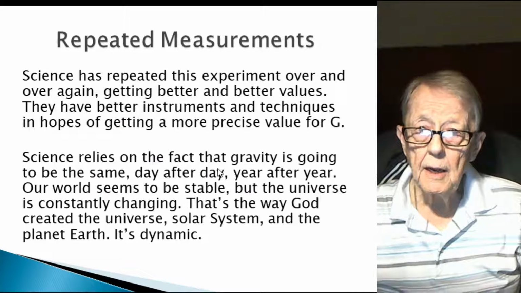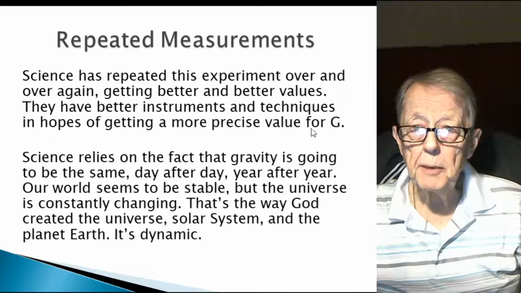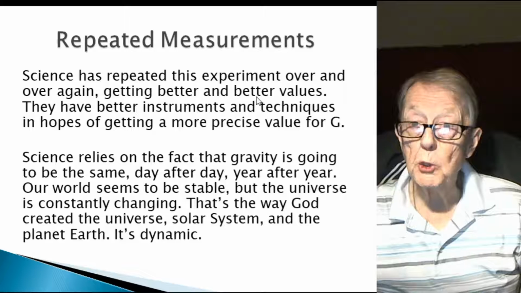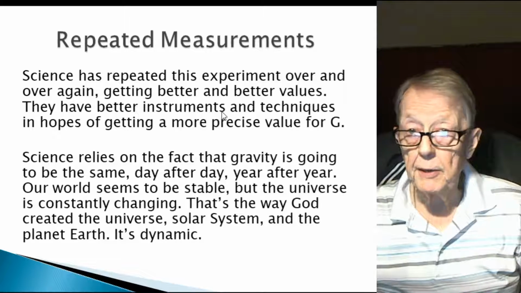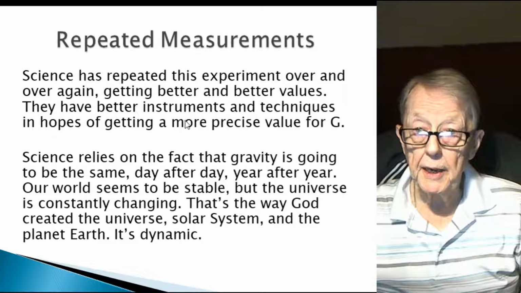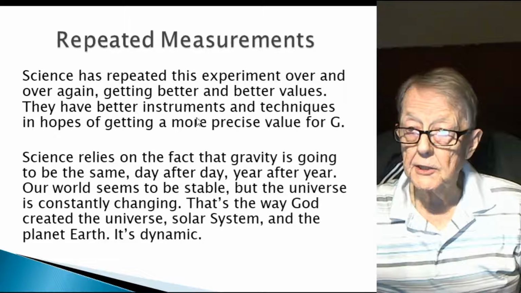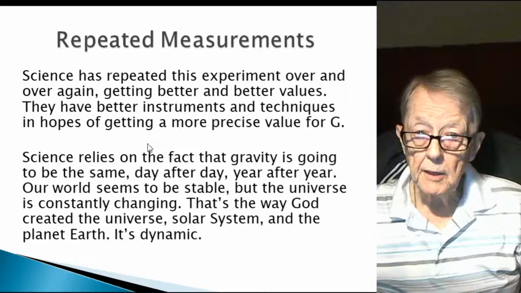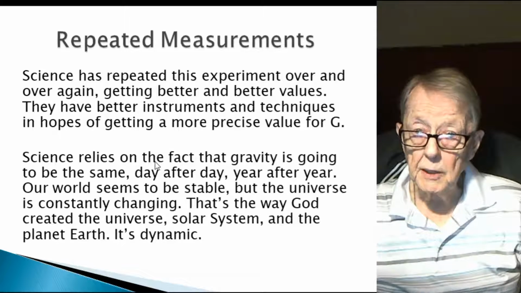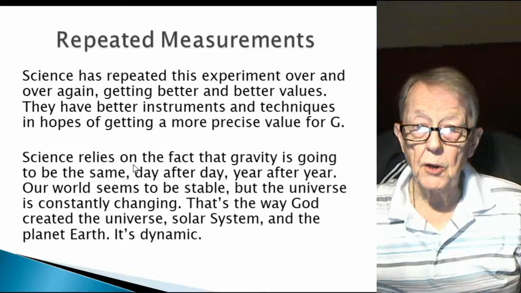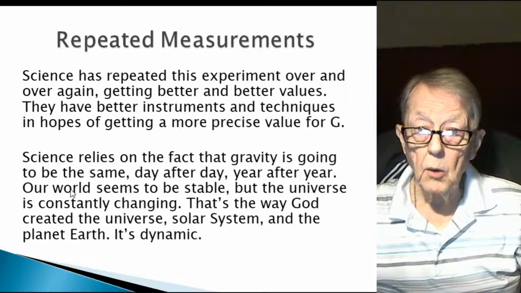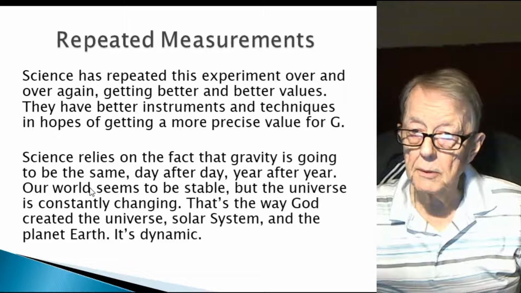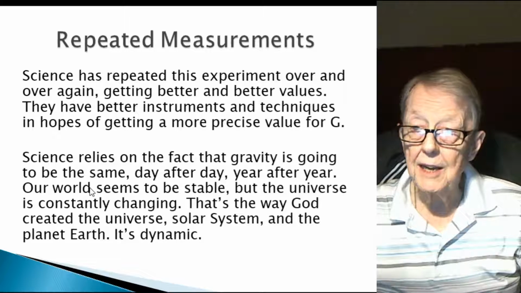They don't know. There's no answer. Interesting. Well, science has repeated this experiment, this measurement, over and over again, getting better and better results. So they have better instruments and techniques in hopes of getting a more precise value for G. Science relies on the fact that gravity is going to be the same day after day, year after year. Our world seems to be stable, but the universe is constantly changing.